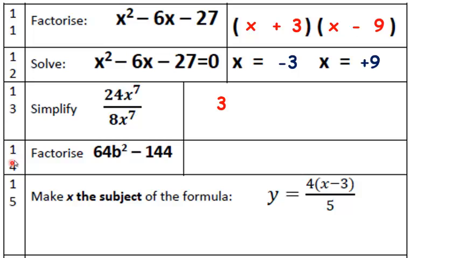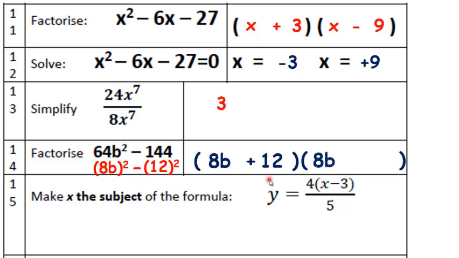Question 14. 64b squared, that's 8b all squared, minus 144, and 144 you should know is 12 squared. So that's the difference of two squares. When I factorize that, I'll get two sets of brackets, 8b plus 12 and 8b minus 12. Make sure you're okay with that. You should be by now. You should be pretty sound with these.